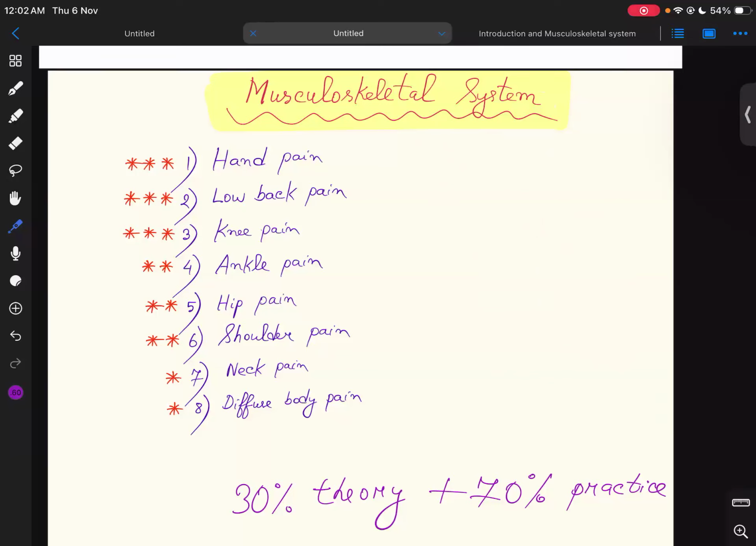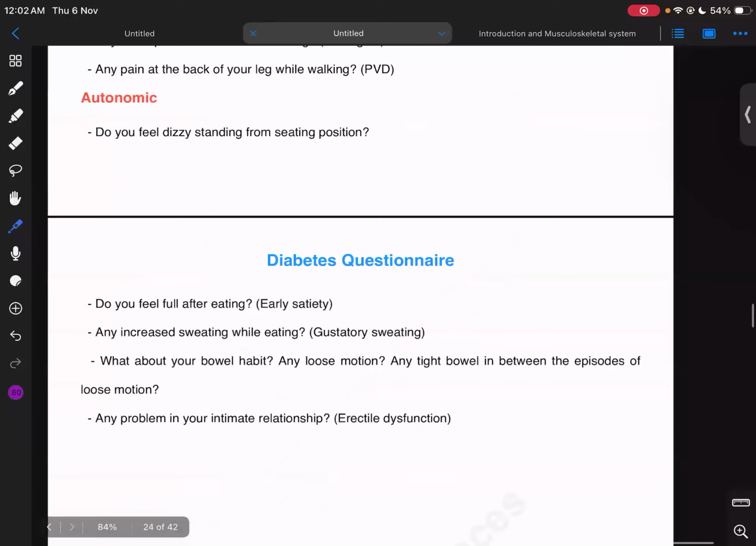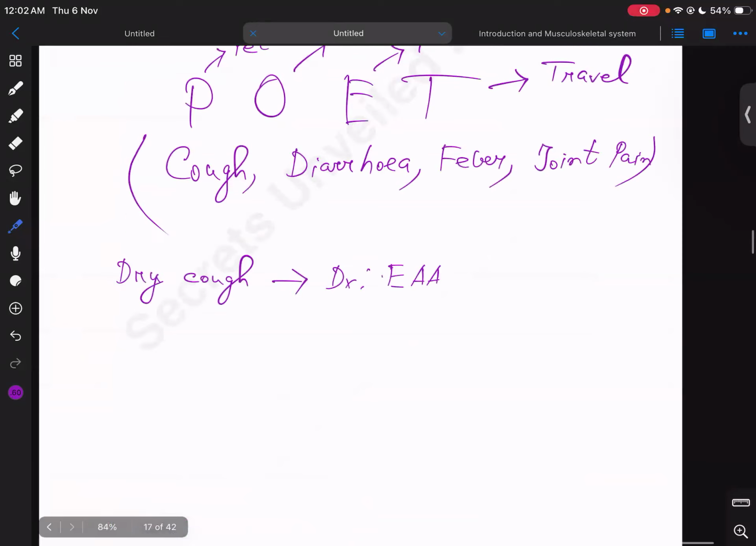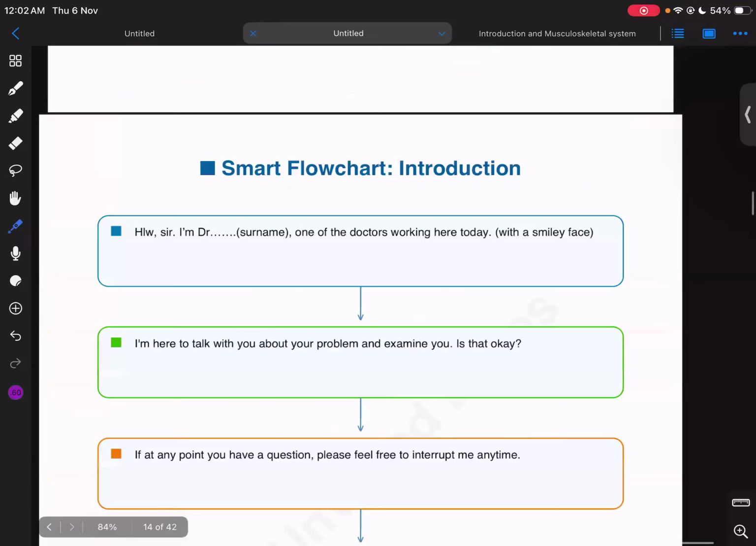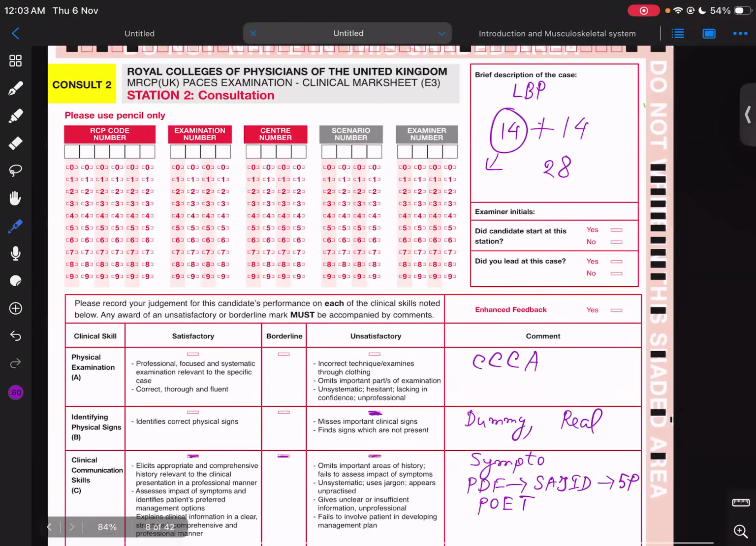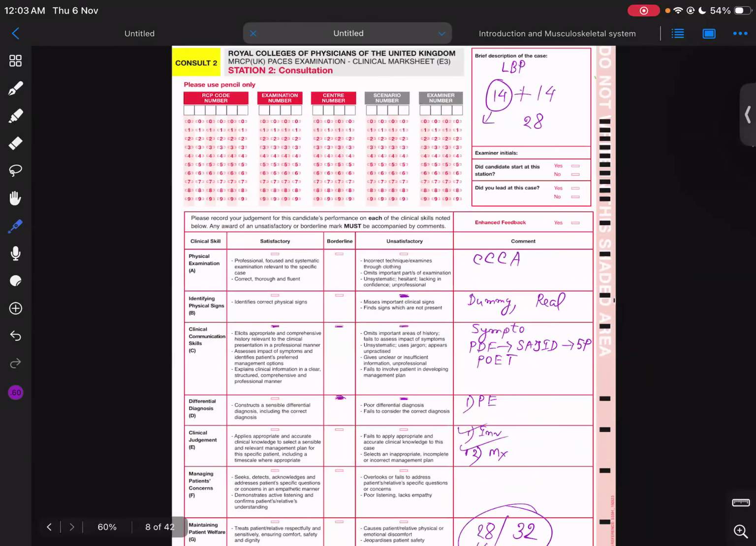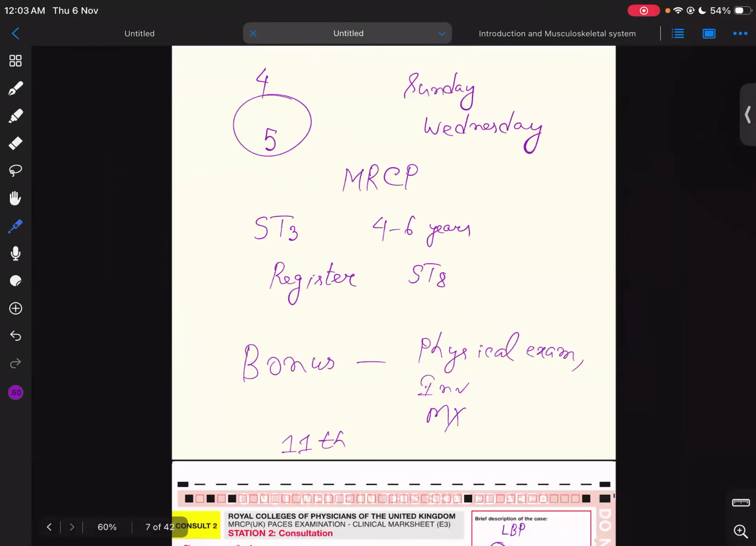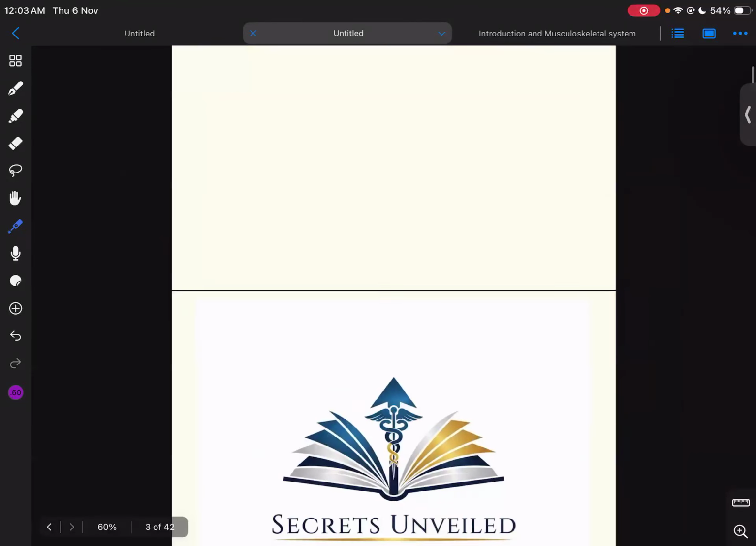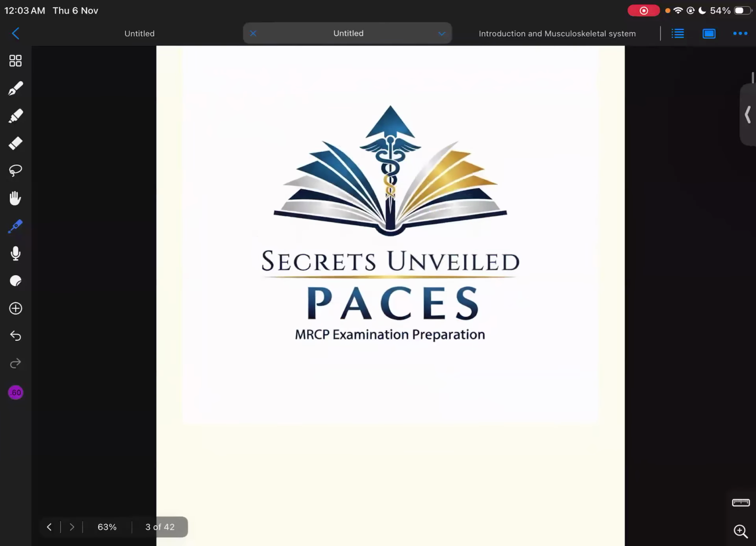If anyone has any question regarding the approach to each prompt or any structure, please feel free to ask me. I'll be happy to answer. And this PDF will be available to the active course participants also. And this is a must to understand the skill of the PCS exam, the MRCP long clinical consultation exam. So if it is okay, then I can conclude for today.